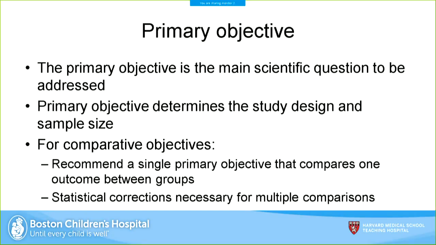So for the primary objective, this is your main scientific question that you want to address in your study. And generally, the primary objective will determine the study design and sample size. So you're going to design the study around the primary objective. Specifically for comparative objectives, I would generally recommend that you have a single primary objective that compares a single endpoint or outcome between groups. Because if you have additional objectives or outcomes within the primary objective, then you would need to control for multiple comparisons. I'm going to be talking about this a little bit later.